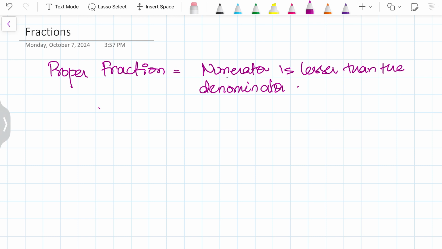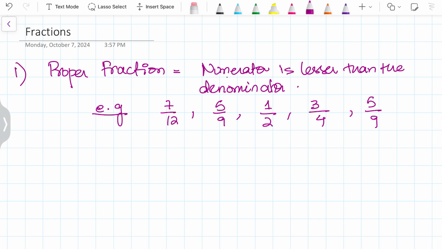An example of a proper fraction can be 7 upon 12, 5 upon 9, 1 upon 2, 3 upon 4, 5 upon 9, 7 upon 9. Example. Improper fraction.